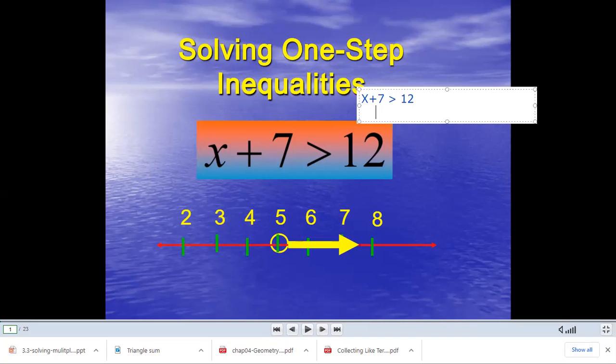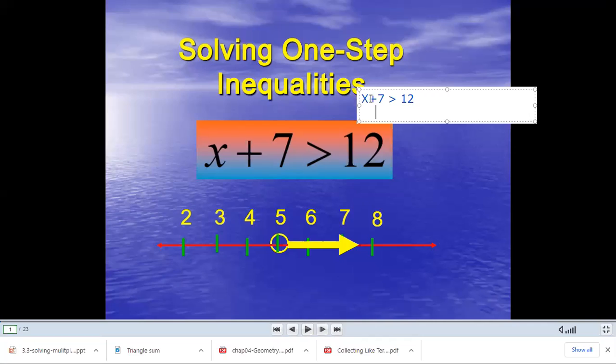Because originally 5 plus 7 equals 12, we need any number bigger than 5. Also, if I want to use steps to answer the question, we have x plus 7.